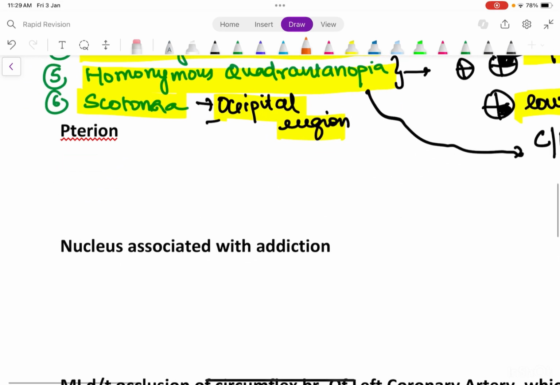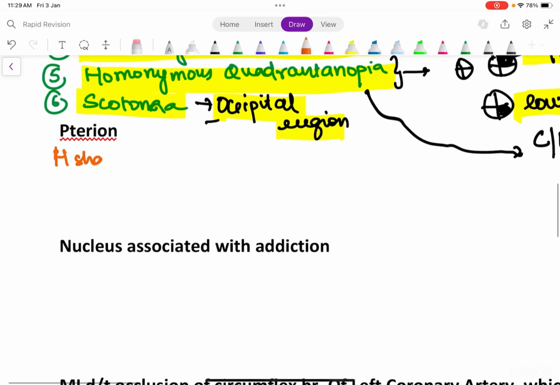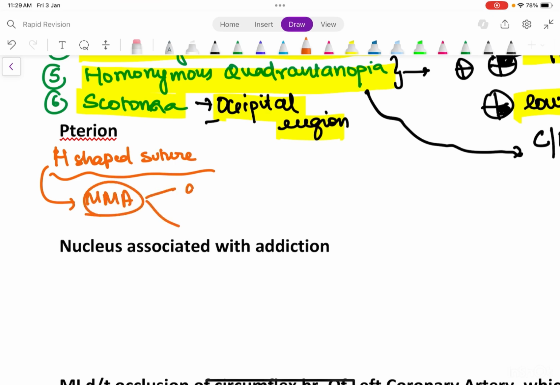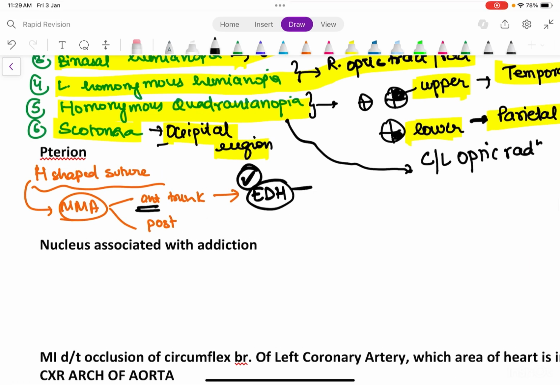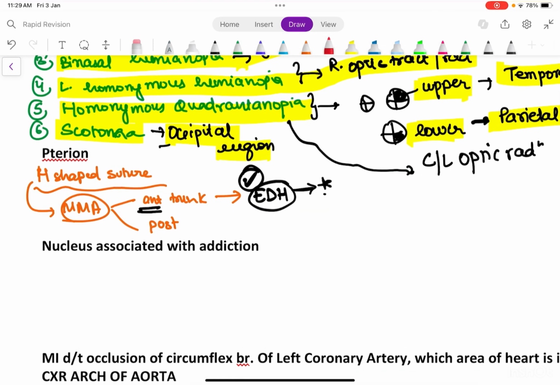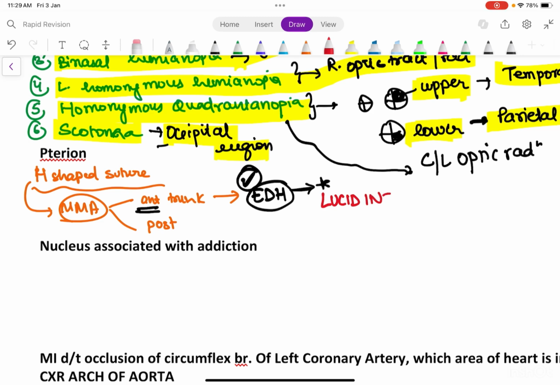Now talking about the pterion. It is an H-shaped suture, which we see, and basically it has the middle meningeal artery in it. Now the anterior trunk is present and the posterior also. This is the one responsible for extradural hematoma. Remember the anterior trunk because it is asked in questions. In this you have to remember one key feature, that you can't forget: lucid interval.